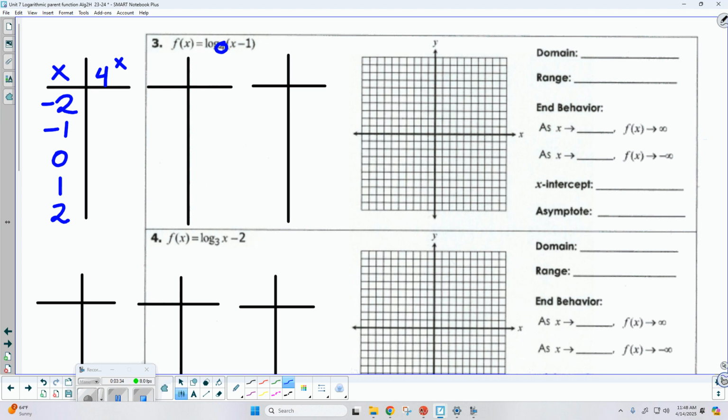Okay. Remember, I'm going to get my log points by first getting the exponential points. So this is going to be pretty easy. What's 4 squared? 16. 4 to the first is 4. What's 4 to the 0?